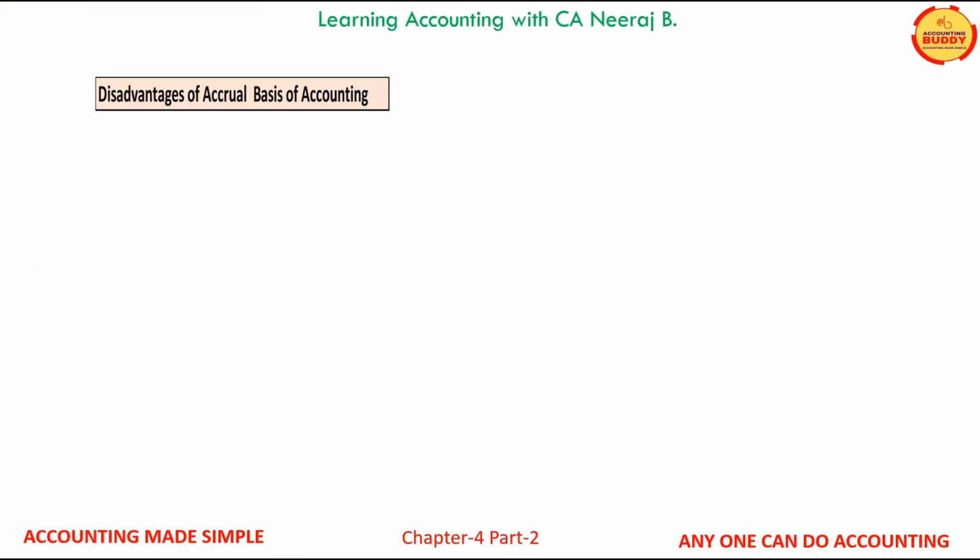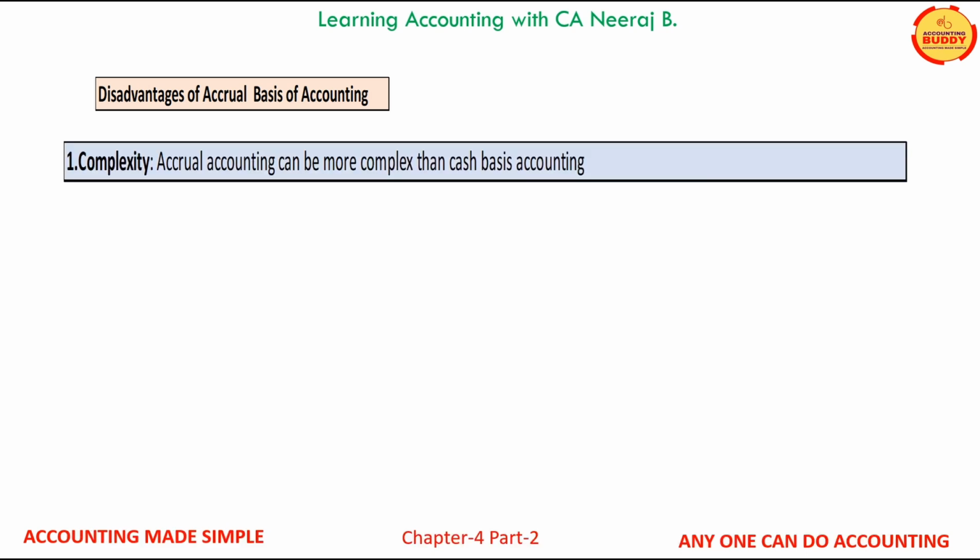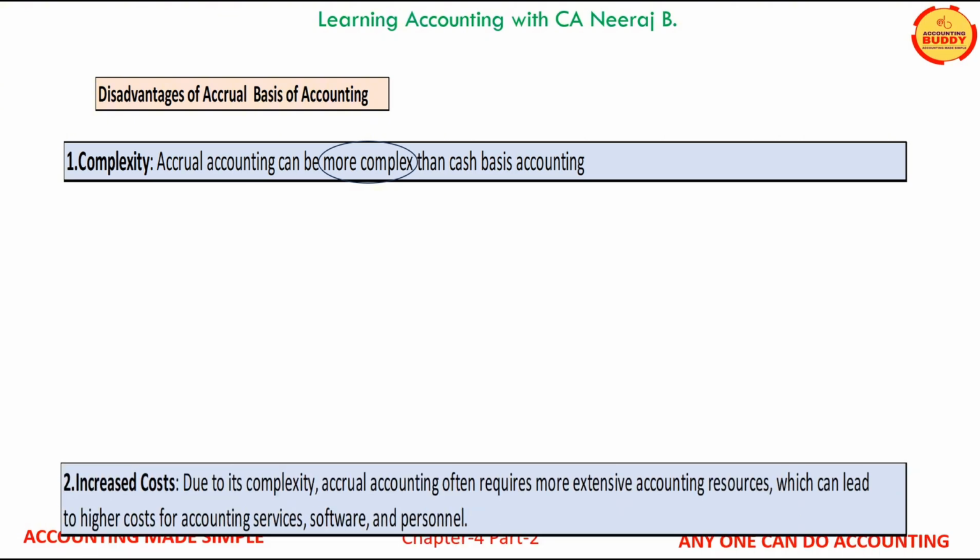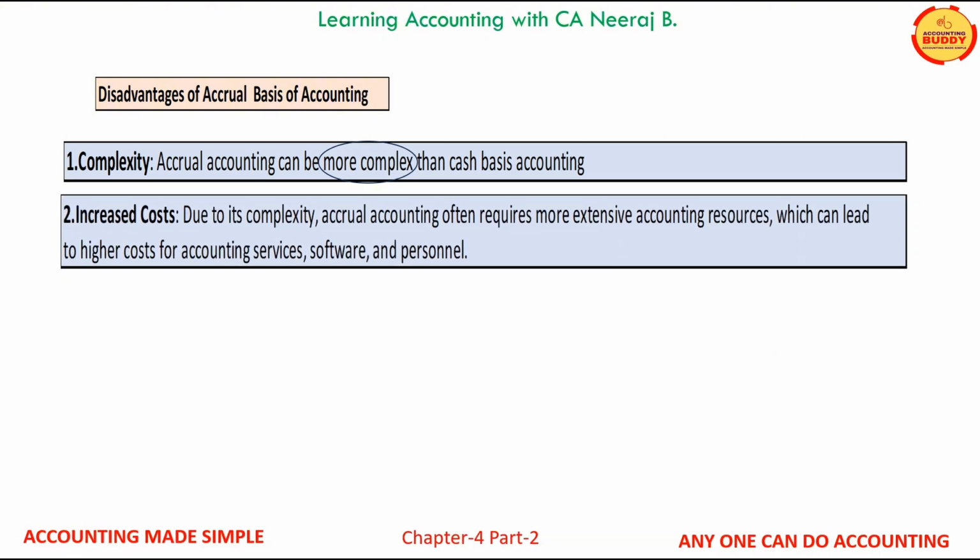Let me now take you through the disadvantages of accrual basis of accounting. Number 1, complexity. Accrual accounting can be more complex than cash basis of accounting. Number 2, increased costs. Due to its complexity, accrual accounting often requires more extensive accounting resources, which can lead to higher costs for accounting services, software, and personnel.